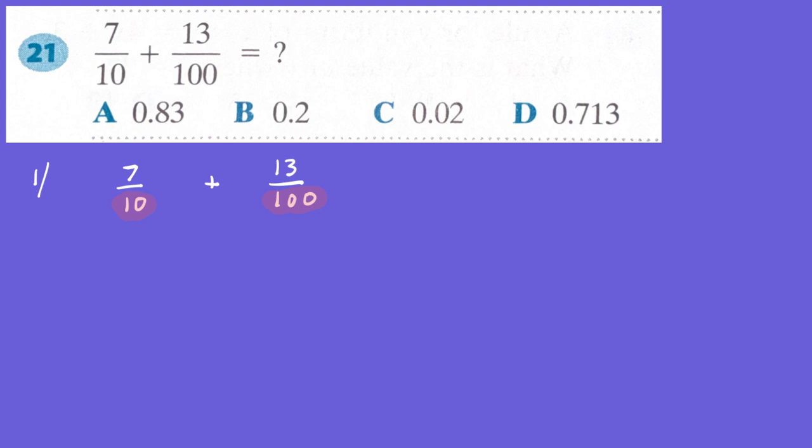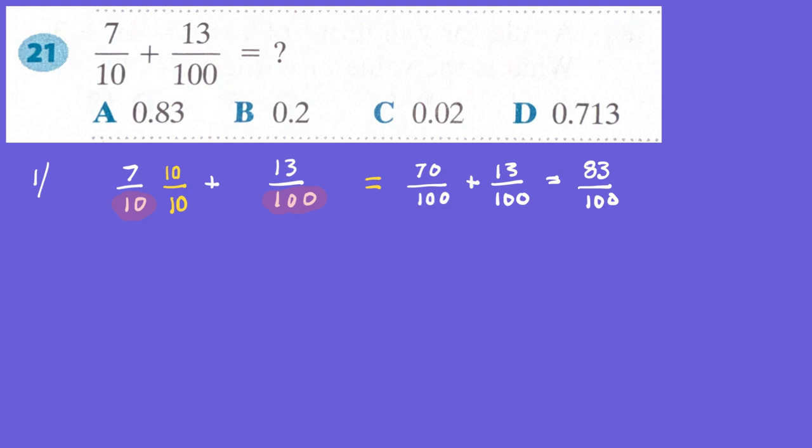So what we must do is change one of them by multiplying the first fraction by 10, both in the numerator and the denominator. I will change this now into a new fraction, which will be 70 over 100. And now I can add 13 over 100. Because they're both the same denominator, we can add them together. So that'll be 83 over 100.